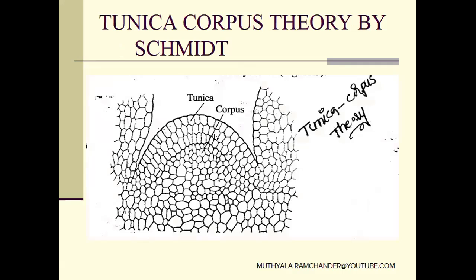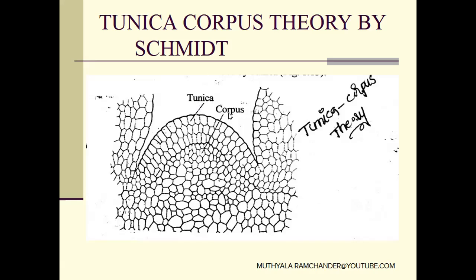And the next important theory is the tunica corpus theory. The tunica corpus theory was explained by the scientist Schmidt. According to this theory, on the terminal part of shoot, only two types of meristems are present. The two types of meristems are tunica and corpus. Tunica meristem tissues are present on the terminal part of shoot apex. They participate in the anticlinal division. They develop into epidermis of shoot.